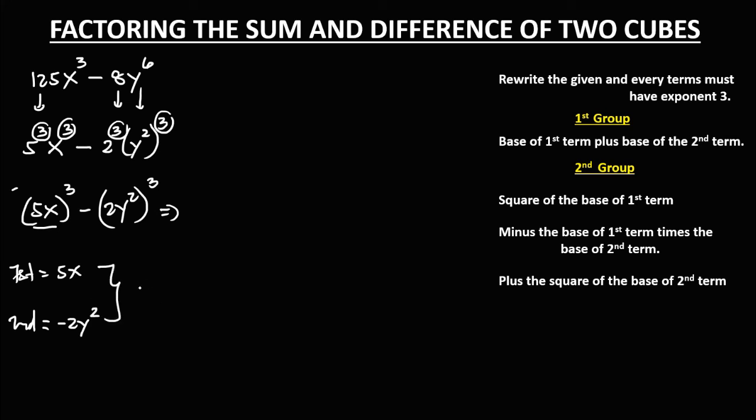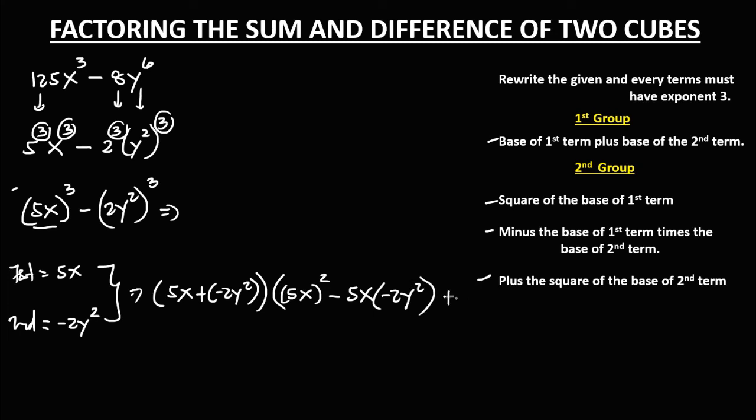So to find now the factors for the first group, the base of the first term plus the base of the second term, so we have 5x plus negative 2y squared, then times the square of the first term, so the square of 5x, then minus first term times second term, so minus 5x times negative 2y squared, then plus the square of the second term. So plus negative 2y squared, squared.